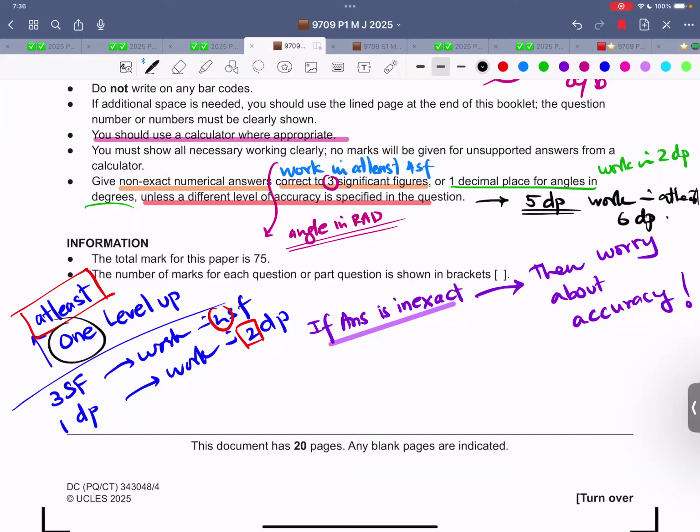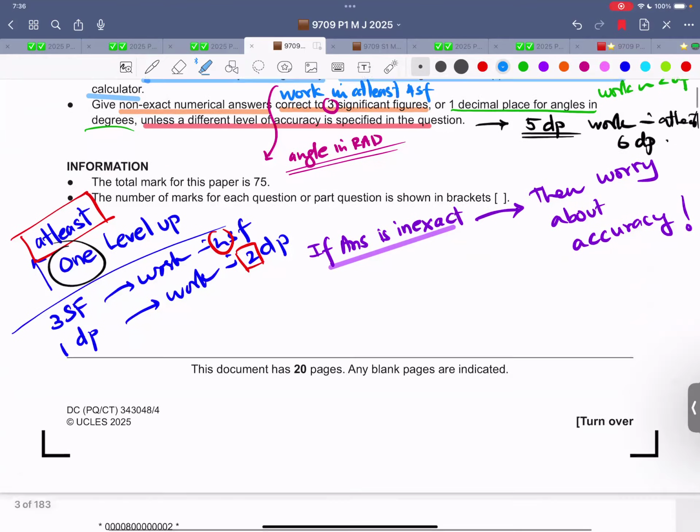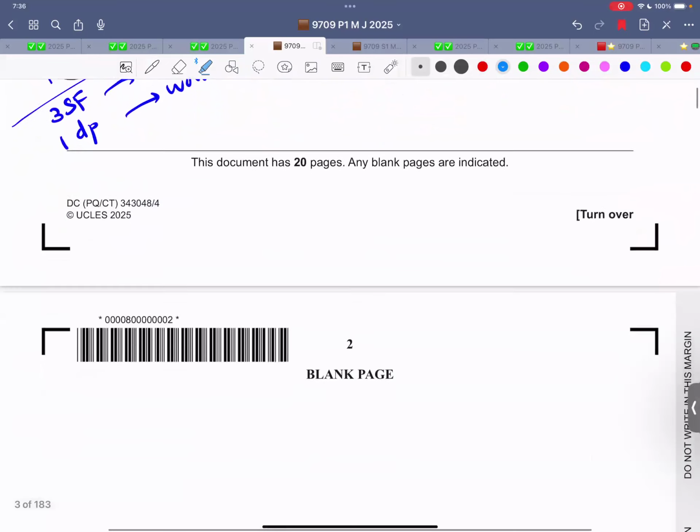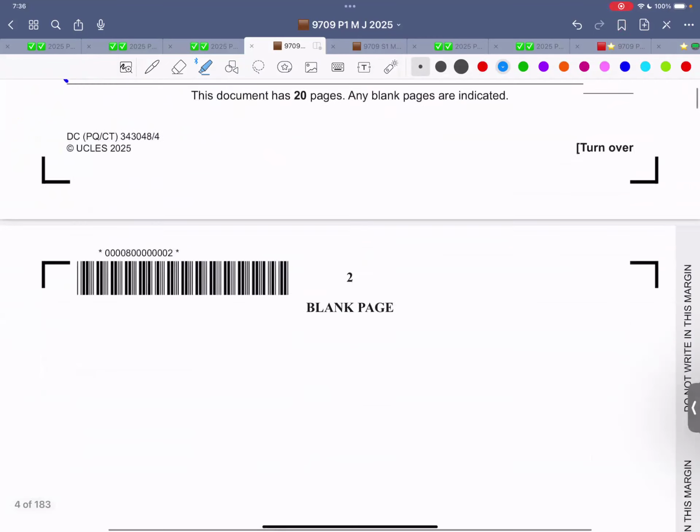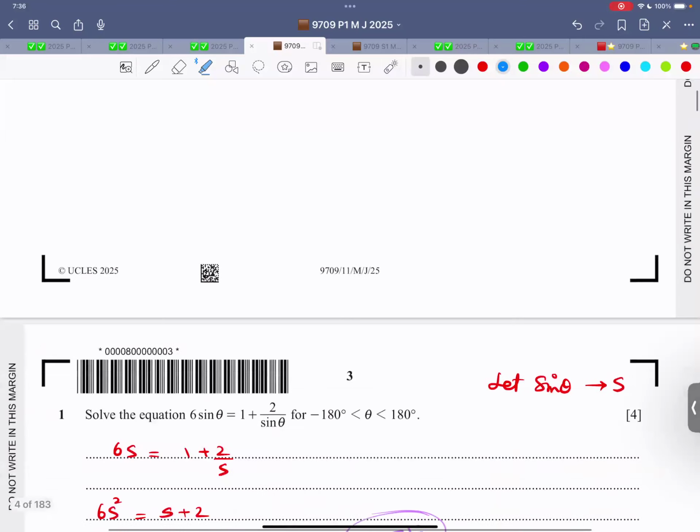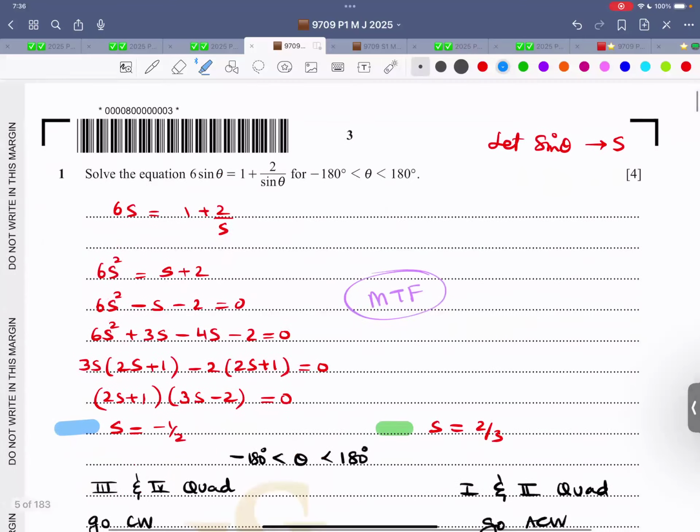So now this is something very important. And there is one other thing that you need to focus on. That is, you must show all necessary working clearly. No marks will be given for unsupported answers from a calculator. So now let me show you some working, and our focus is following instructions. No matter how good you are, if you don't follow instructions, then it's useless.